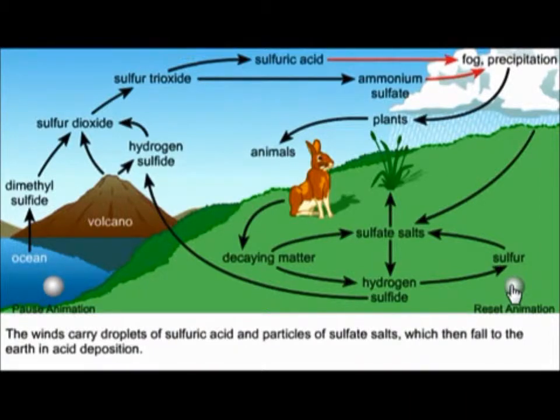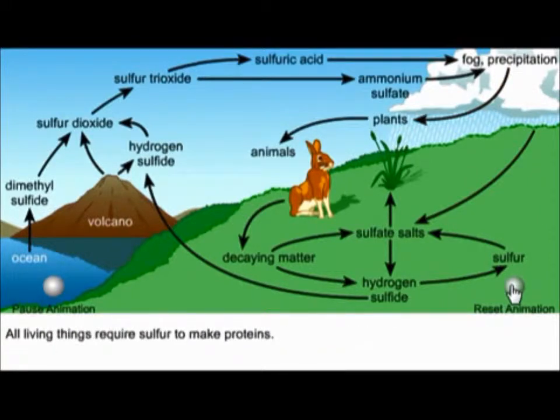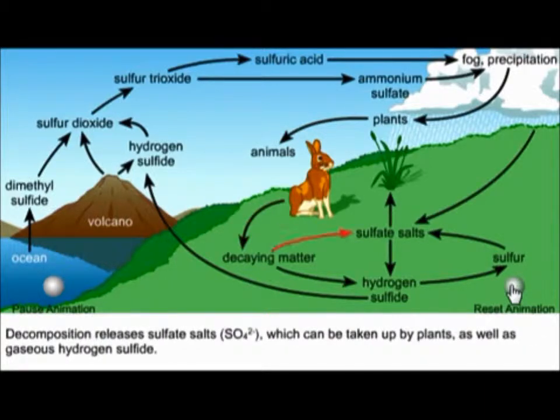Decomposition releases sulfate salts, which can be taken up by plants, as well as the gas hydrogen sulfide. Some hydrogen sulfide enters the atmosphere. When decay occurs in an oxygen-free environment, anaerobic bacteria break down the hydrogen sulfide and release sulfur gas. Oxygen-requiring bacteria can absorb sulfur into sulfate salts, which can be taken up by plants and enter the food chain once again.